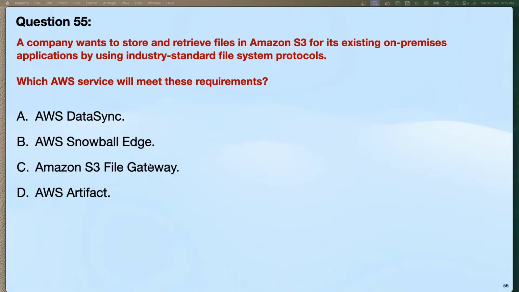Remember this, AWS has gateways: file gateway, tape gateway, volume gateway. So S3 file gateway is the answer here. These gateways help bridge between on-prem software and the AWS cloud S3 bucket, okay?